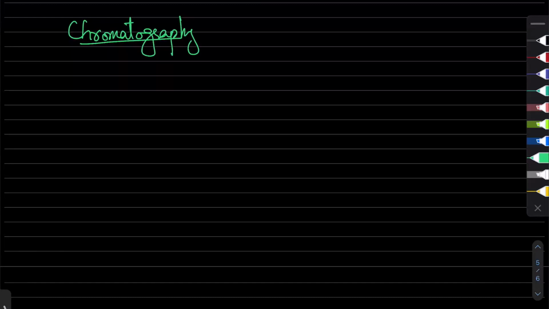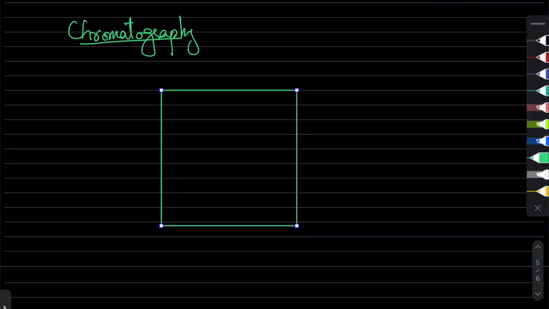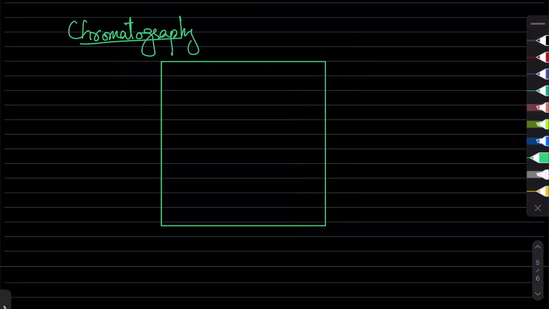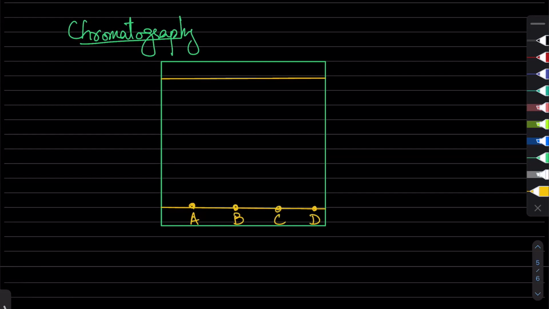For example, if you have a paper like this, of course, you need to be able to label it all. There's one line at the bottom and one line at the top. Let's say there are a few different things: A, B, C, D. And this is how the setup goes. I'm just making it all up.